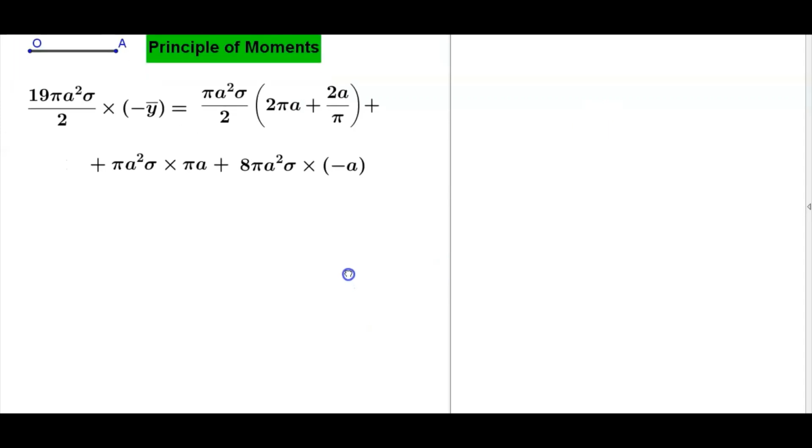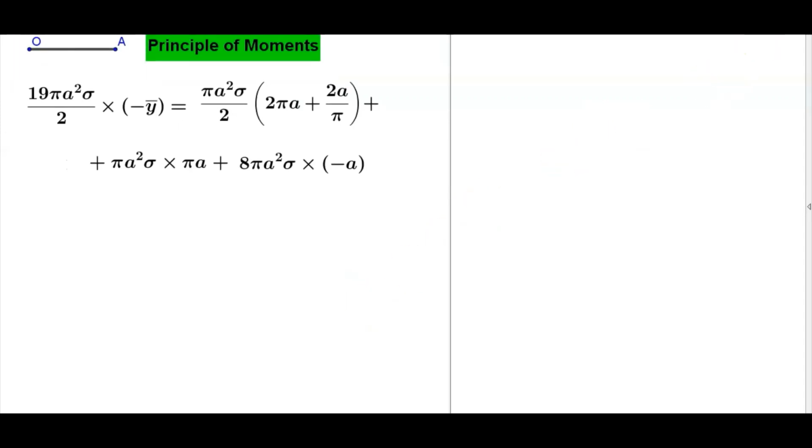When simplifying this one, we have to be very careful. A squared sigma is cancelled from both sides. Here, the rest in pi a squared sigma. Pi a squared sigma cancels. Therefore, the rest.